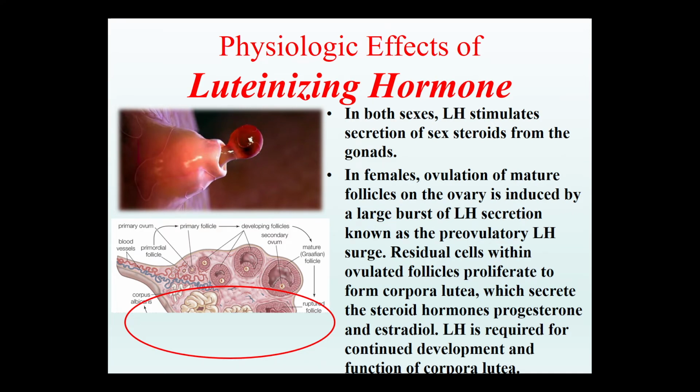Progesterone is necessary for the maintenance of the pregnancy, in most mammals, and in our organism the same. LH is required for the continued development and function of the corpora lutea. Theca cells in the ovary respond to LH stimulation by the secretion of testosterone, which is converted into estrogen by adjacent granulosa cells.